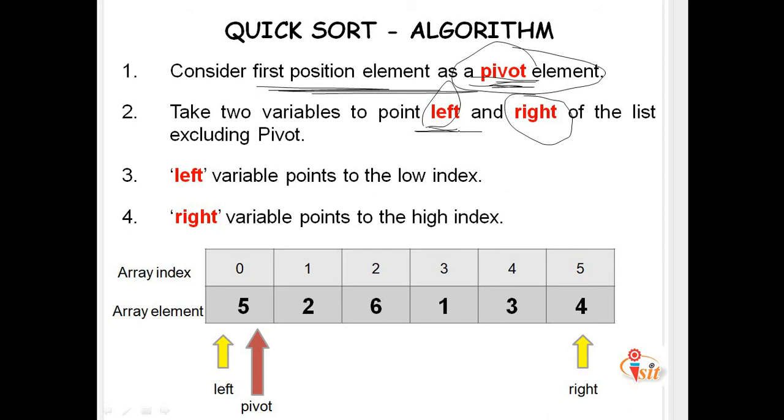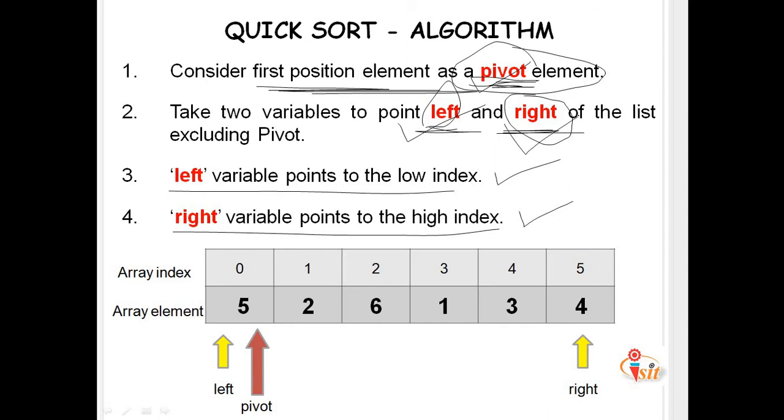Afterwards, we need to identify the left as well as the right. The left variable points to the low index of the array and the right variable points to the high index of the given array. So initially we need to set pivot as the first element, left as the low index element and right as the high index element. Consider the example: we have the array indices 0, 1, 2, 3 up to 5 and the array elements 5, 2, 6, 1, 3 and 4. Initially, the first position element is what we call the pivot.